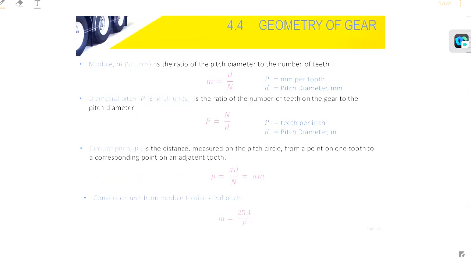This is the formula that we use. The module, used for SI units, is the ratio of pitch diameter, normally in millimeters, to the number of teeth.